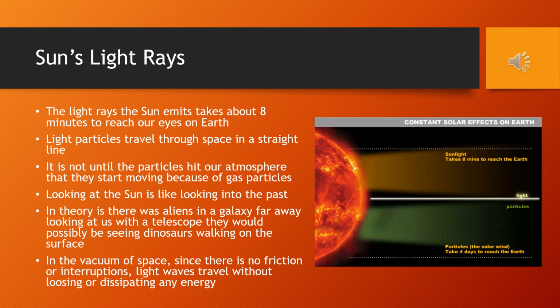Looking at the sun is kind of like looking into the past, because we know when the light enters that radiative layer, it takes hundreds of thousands of years for it to reach the outside. So the light rays that we're looking at right now were actually created hundreds of thousands of years ago. So in theory, if there were aliens out there in a galaxy far away looking at us with a telescope, they might even possibly right now just be seeing dinosaurs walking on the surface. And that's pretty crazy to think about.